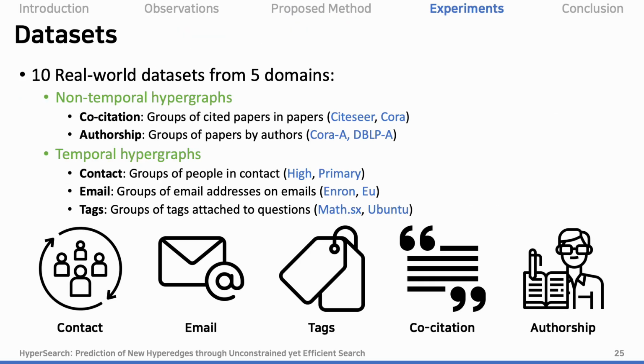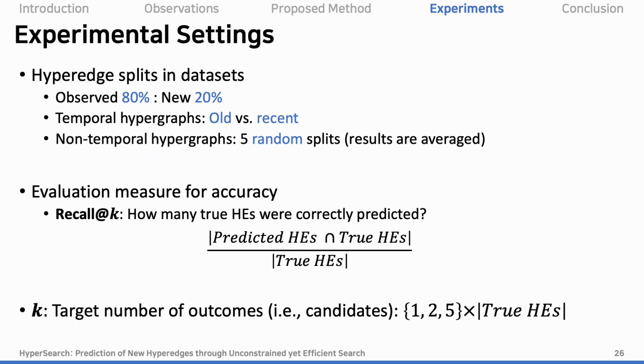We conducted experiments on 10 real-world hypergraph datasets across 5 domains. The hyperedges in the last 3 domains are time-stamped, which allows us to incorporate temporal information in scoring. Here are the experimental settings.